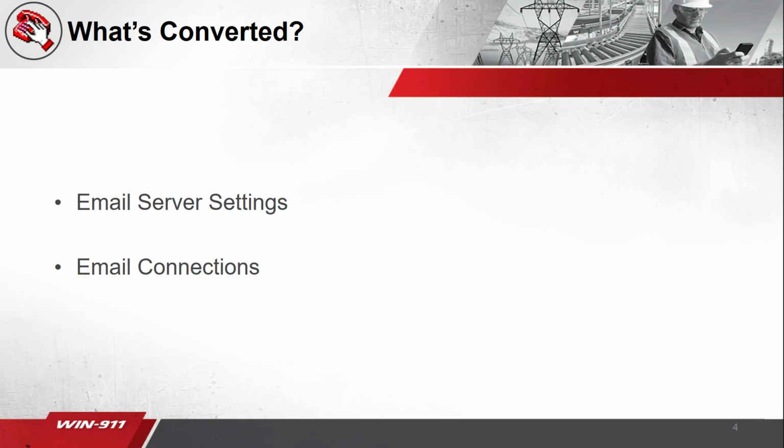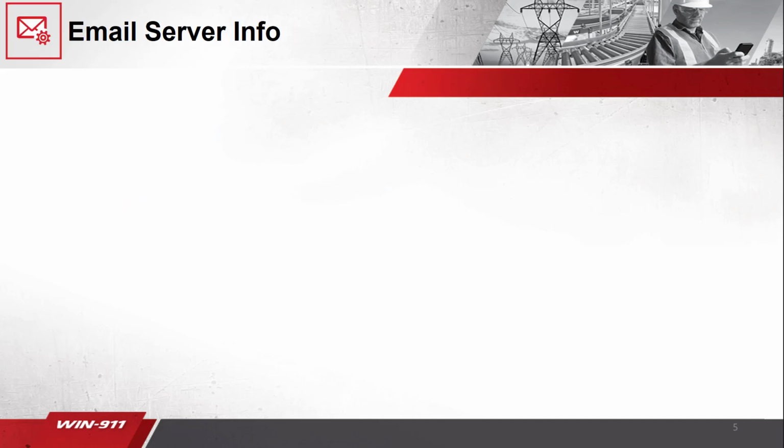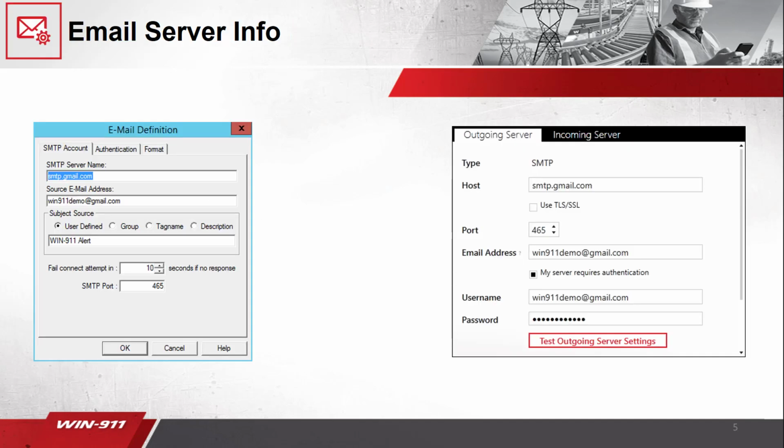What's going to be converted? Your email server settings and your email connections. So the first thing we're going to go over are the server settings. On the left we have version 7, on the right we have the new Win91. We're going to bring over as much information as we can.